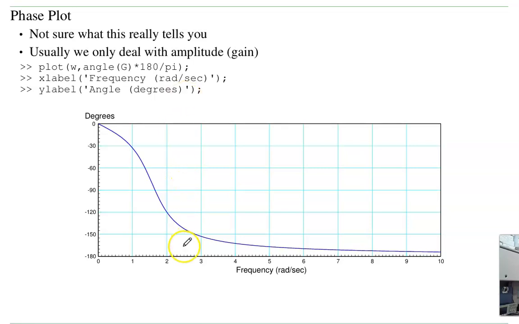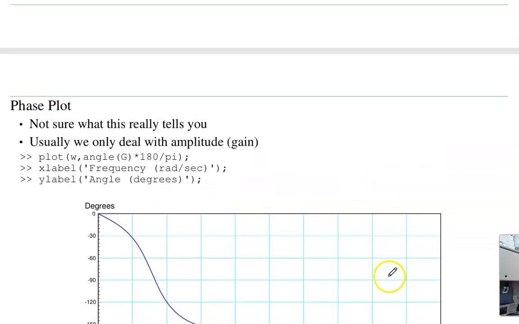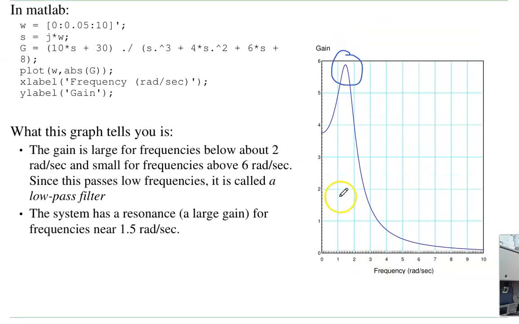I could plot the angle versus frequency as well. I personally don't know what that tells you, but it's something. Normally I just plot gain. I know what gain means. I'll have a large signal, small signal. That's what I can hear.